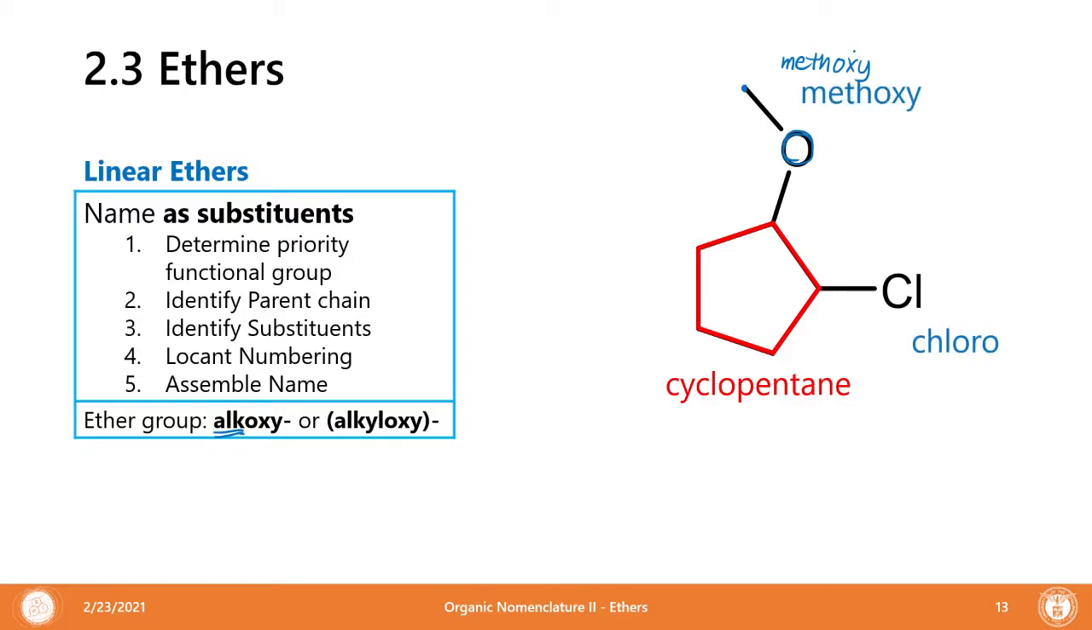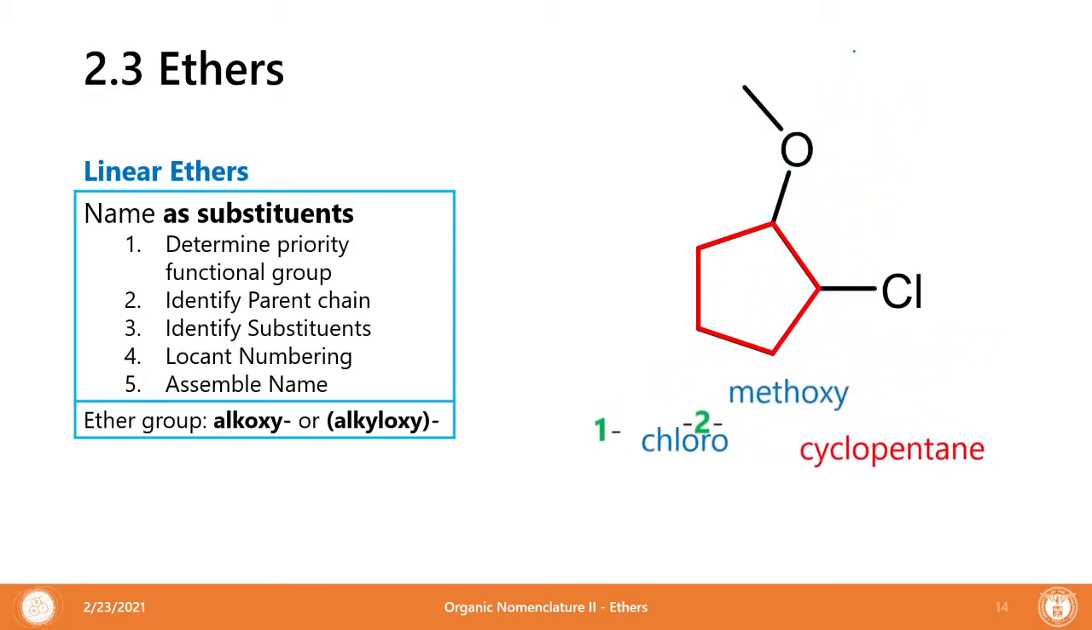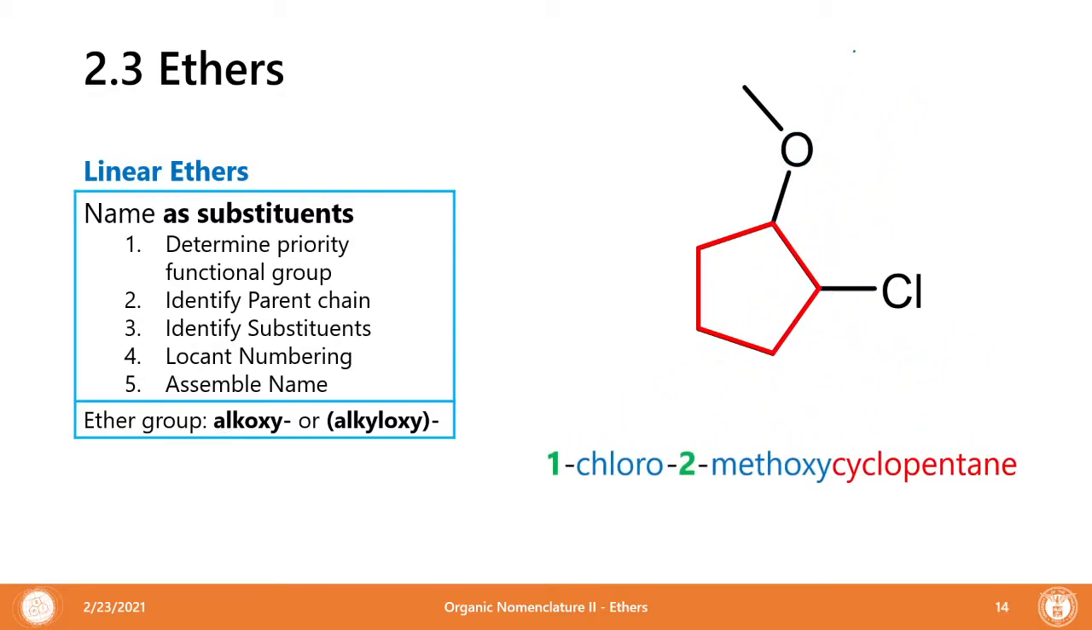So we have methoxy and then our alkyl halide, chloro. And then we do locant numbering, using the order of alphabetization in this case. So 1, 2, 3, 4, 5. Chloro gets the lower number, and then methoxy number 2. Then we assemble the name. We get 1-chloro-2-methoxycyclopentane. So at position 2, we have the ether, methoxy.